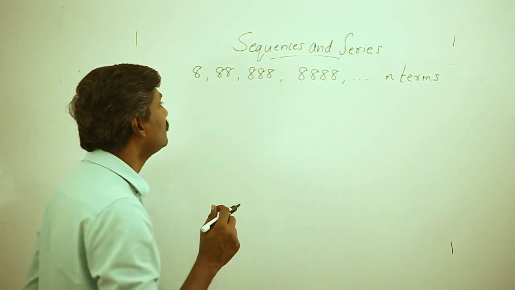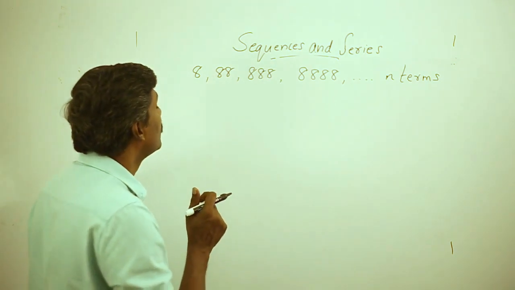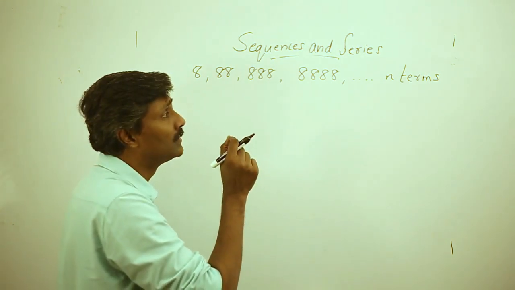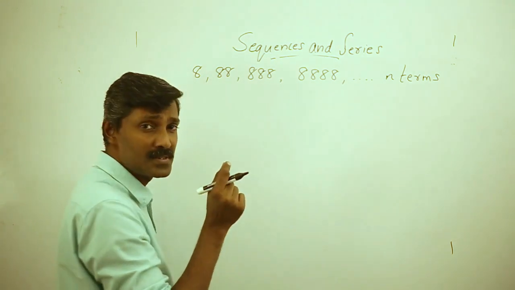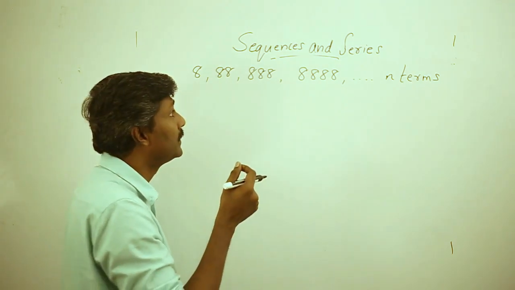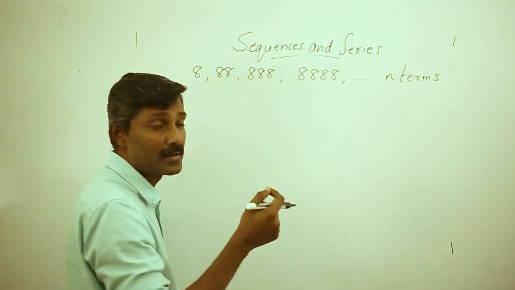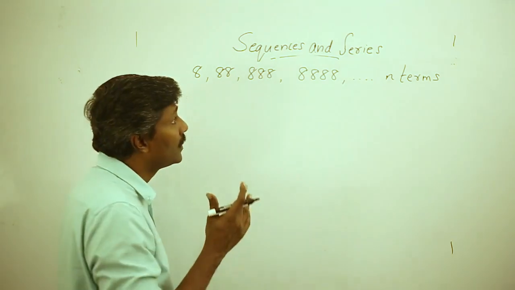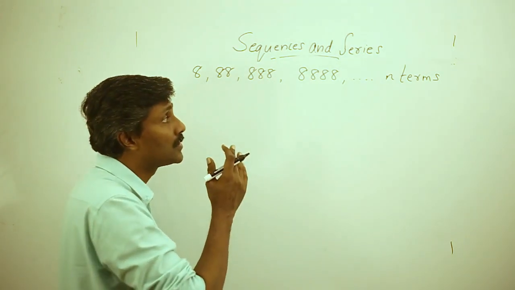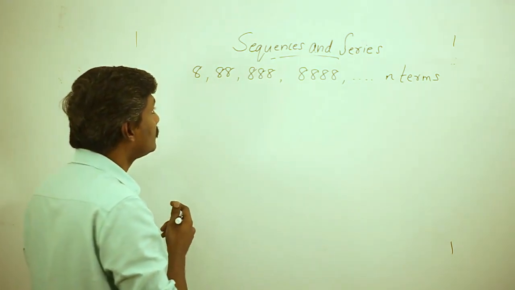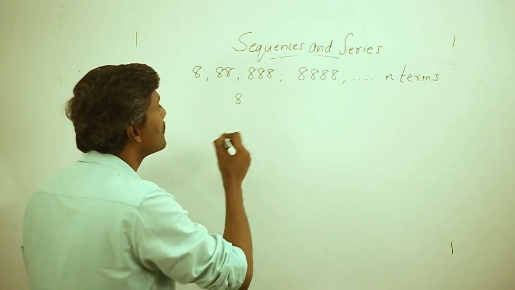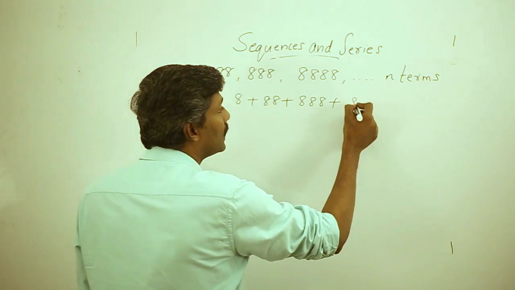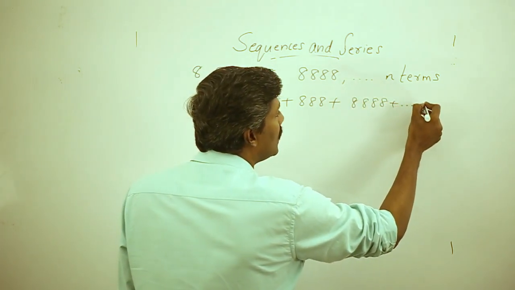Okay, so let's see how we can solve this. We need to find the sum of the n terms. The first term is 8, the second term is 88, then 888, 8888, etc. Once we see this, we see that it is not a GP, but we can definitely work on this and try to convert this to a GP. But how do we do that? Let's write this as 8 plus 88 plus 888 plus 8888 plus etc. up to n terms.